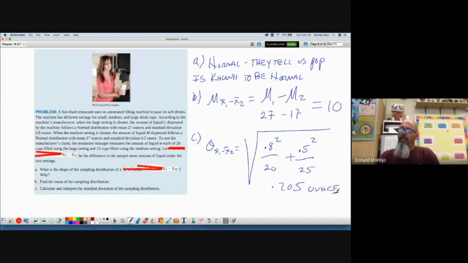What does this mean? Interpret this. That the difference between the large cup minus the median cup and the sample mean varies by about 0.2 ounces away from the mean of 10 ounces. So on average, each difference is about 0.2 ounces away from 10 ounces. That's the interpretation of the standard deviation.